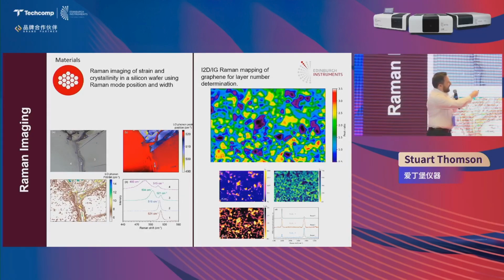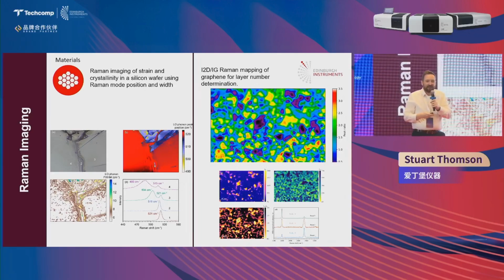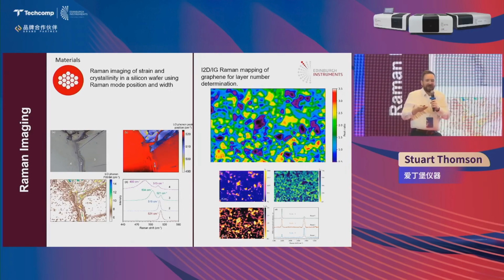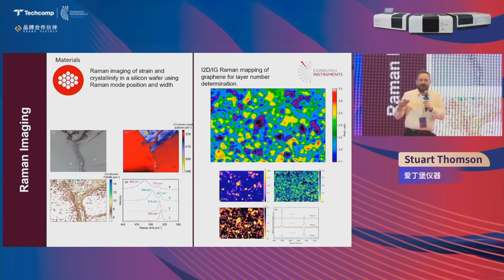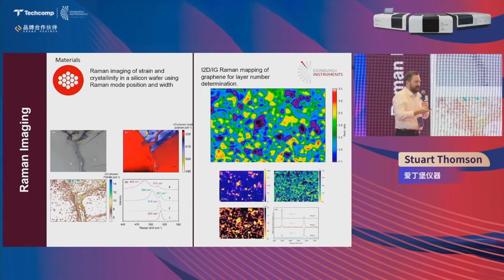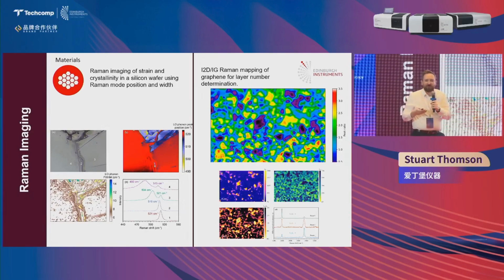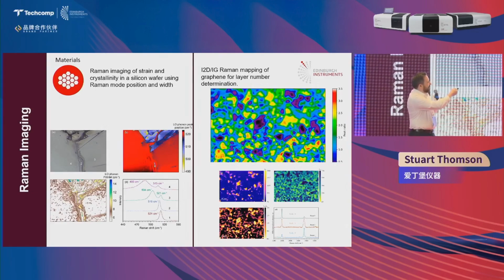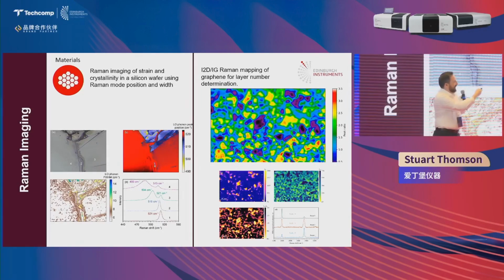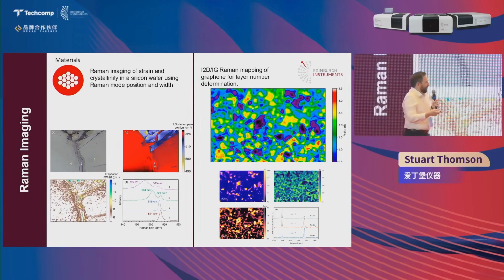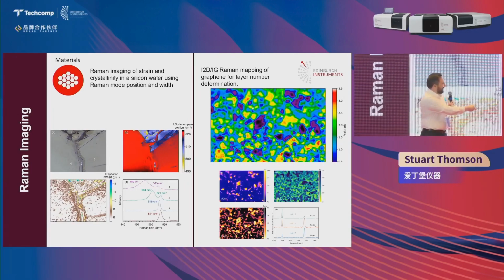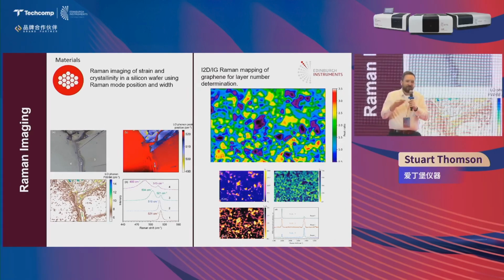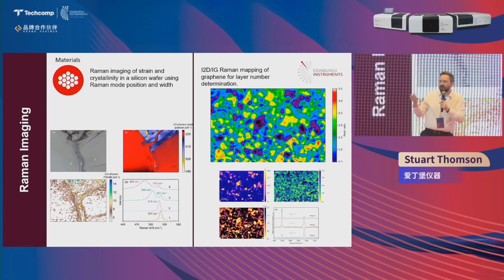On the right is a different materials example, now using graphene. So graphene is a very important 2D material for electronics, but its properties are very sensitive to layer number. So here we've used the Raman imaging to determine the number of layers in the graphene. So graphene has 2 different Raman peaks, and by looking at the ratio of these 2 peaks, we can determine which regions are monolayer and which are multi-layer graphene.